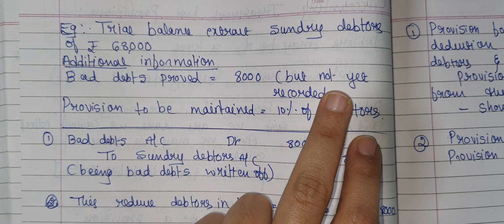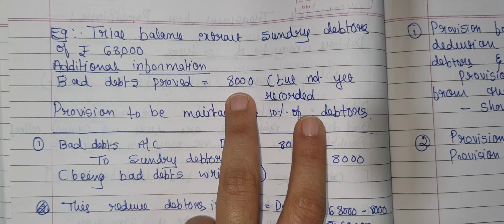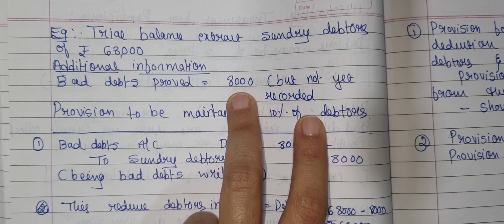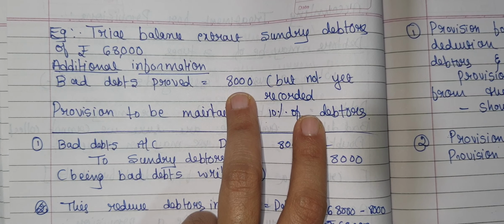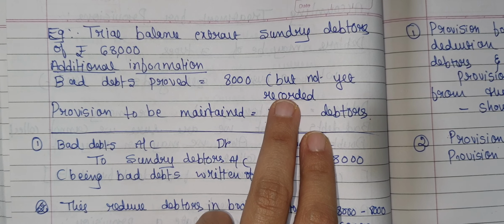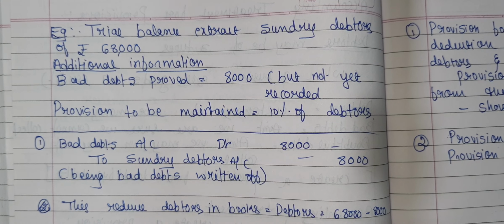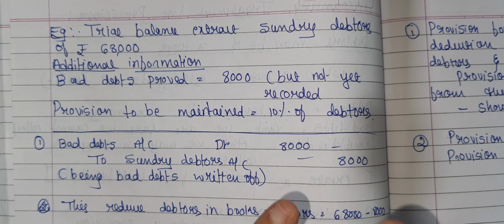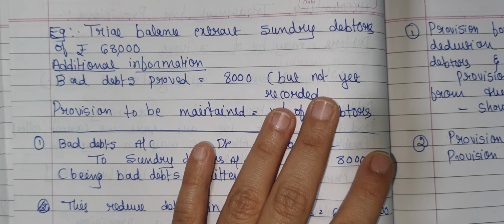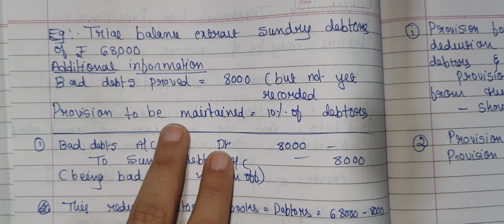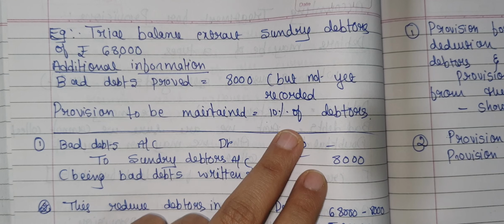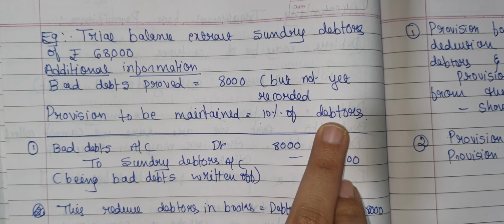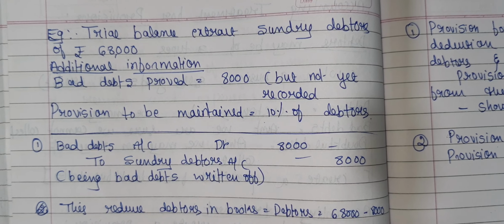But here they said it is not yet recorded, so we have to write off rupees 8,000 as bad debts. Clear? Now, write off means removing the amount from the books because it is no longer considered recoverable. Clear? That is the meaning of write off. Now the second information is that provision is to be maintained at 10% of debtors. Here, 10% of debtors we have to keep aside as provision.